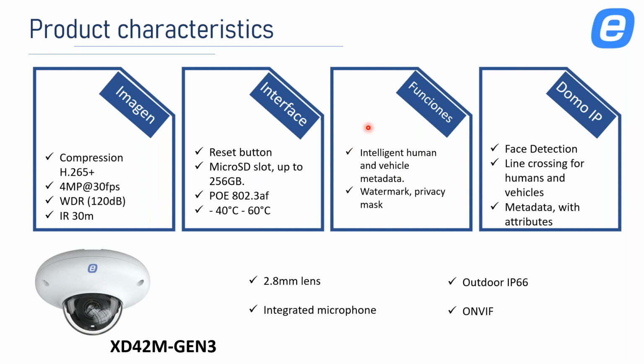The functions it has is intelligent human and vehicle metadata, has watermark and privacy mask. It has face detection, line crossing for humans and vehicles, metadata with attributes. It has a lens of 2.8 millimeters, has an integrated microphone, it supports ONVIF, and the outdoor rating is IP66.